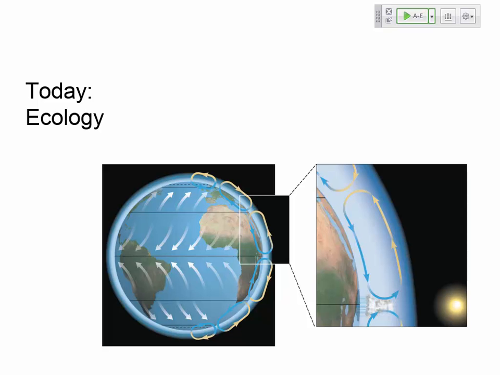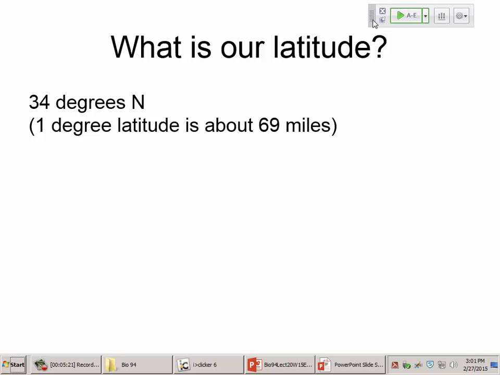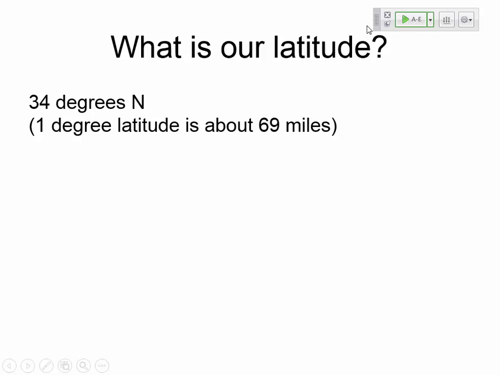The plan for today is we're going to continue the subject of ecology, specifically talking about seasons and biomes and airflow patterns. But first, we're going to revisit the topic of latitude. As mentioned last time, I do expect you all to know what our latitude is, at least to the nearest degree, which is 34 degrees north.